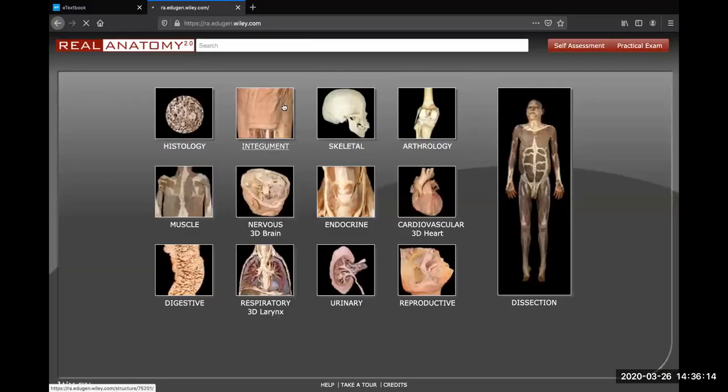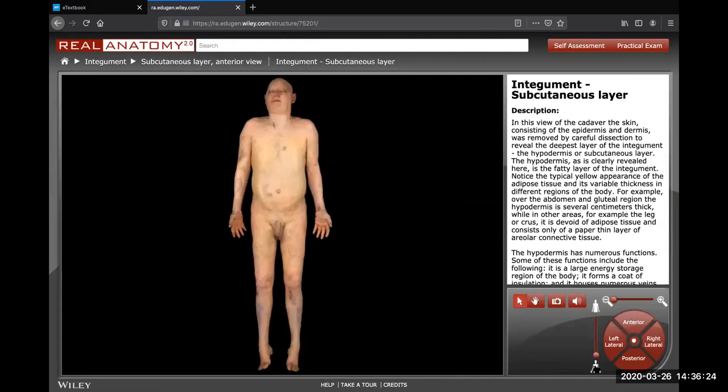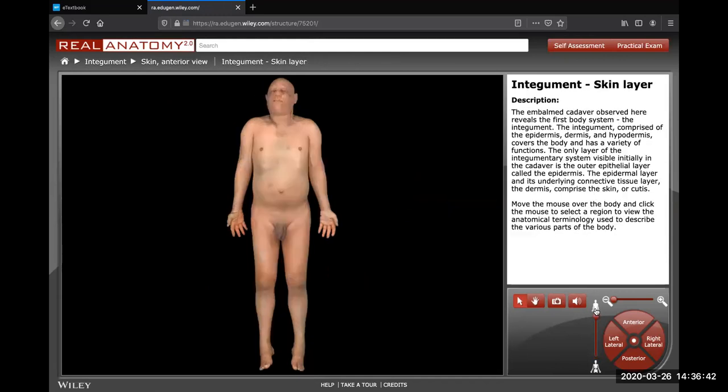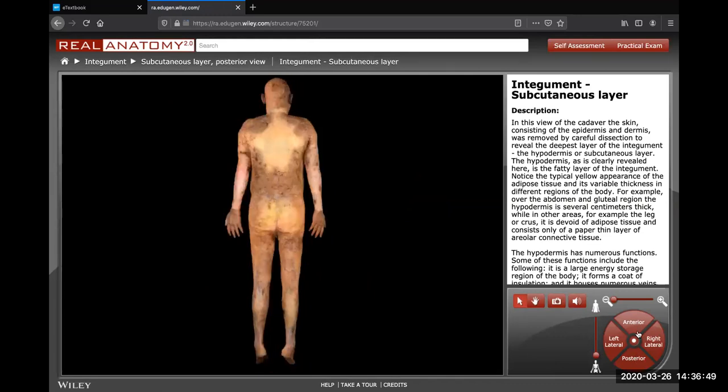So the integument thing in the Wiley Plus, I'm not even really sure what is useful about this, honestly, because they don't really do anything besides take off the epidermis and the dermis so that you can see the hypodermis. So at this level of dissection on Wiley Plus, this is the hypodermis that you're looking at. And that's basically it. You take those away and you got the hypodermis. So not terribly useful.